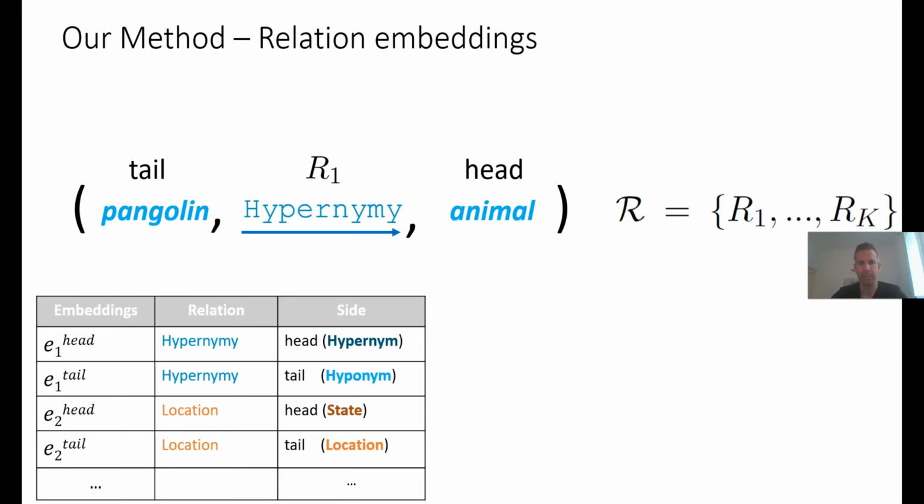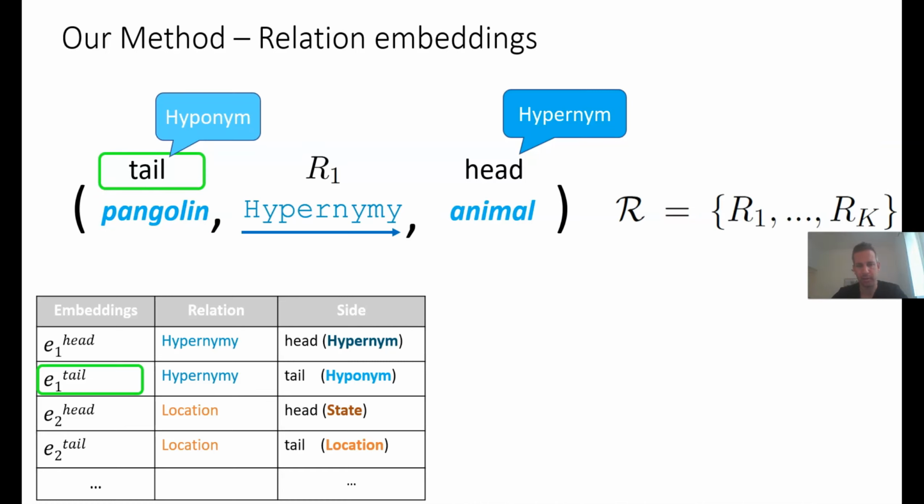For each relation type Rk, we learn two embedding vectors. eHead represents not the head entity itself, animal in this example, but instead it represents the head of the hypernymy relation, or if you wish, the concept of hypernym. Similarly, eTail does not represent the tail entity itself, but rather the tail of the relation, or the concept of hyponym. Let's take another example.